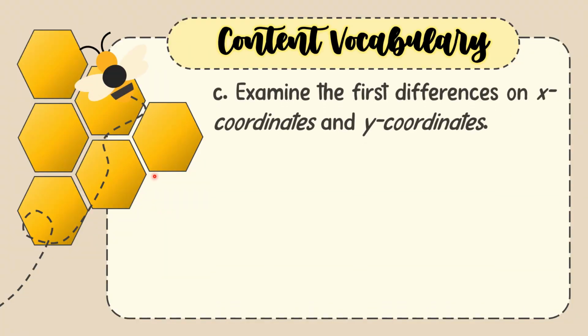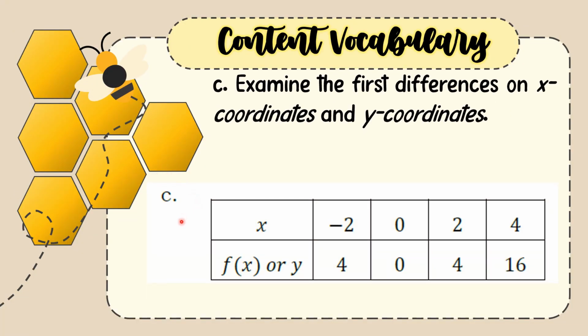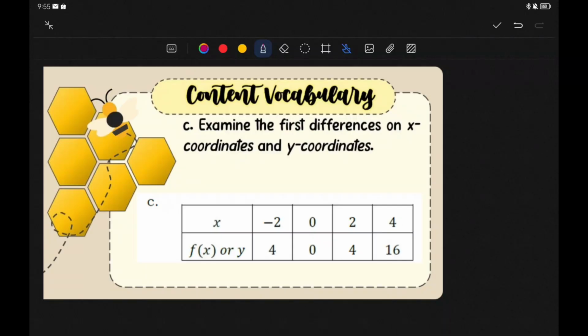And for the last table that we have, as an example, we have table C. We are going to examine the first differences on x coordinates and y coordinates. So, we have 4 minus 2, that's 2. 2 minus 0, that's 2. 0 minus negative 2, that's also 2. While 16 minus 4, that's 12. 4 minus 0 is 4, and 0 minus 4 is negative 4.